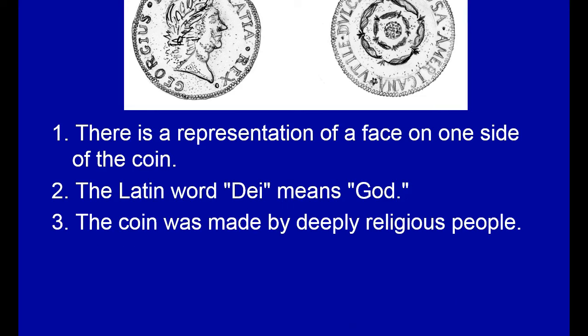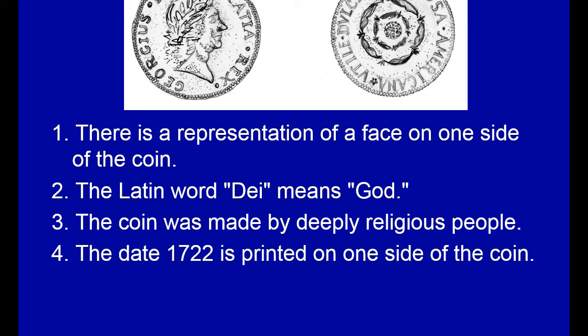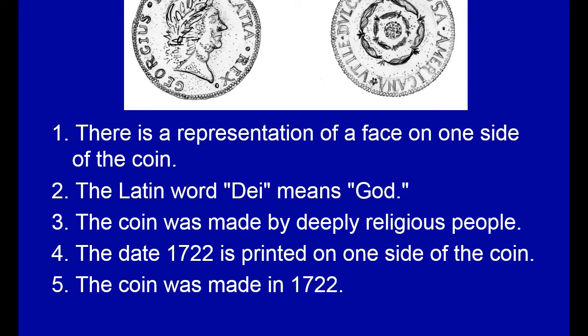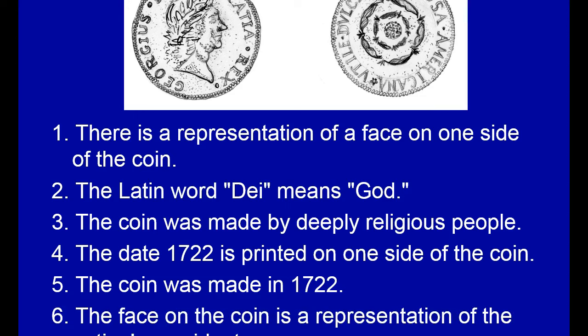The coin was made by deeply religious people. Because the word "de" is on it, again, you might infer that deeply religious people made it, but that's not an observation. The date 1722, and I know you can't see it, it's cut off in my screen, but 1722 is printed on it. But that doesn't necessarily mean the coin was made in 1722. That could just mean when that country, that civilization got its independence. So 4 is an observation, 5 is an inference. The face on the coin is a representation of the nation's president. Maybe it's a representation of their best actor.